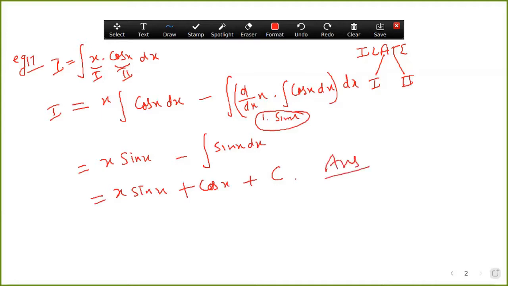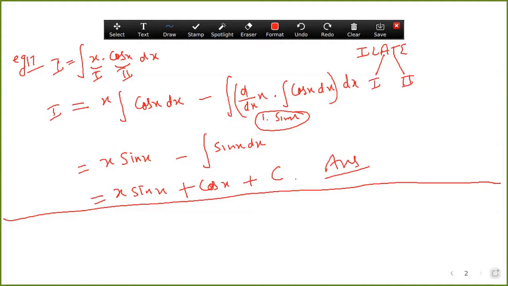Now in this question, an alternate method is also given to you. In the second part of this question, you can take cos x as the first function and x as the second function. In this case, can you do the question or not? Try to proceed. This method is given to show why it is important to choose which one is first and second. If you interchange these two, what will happen?